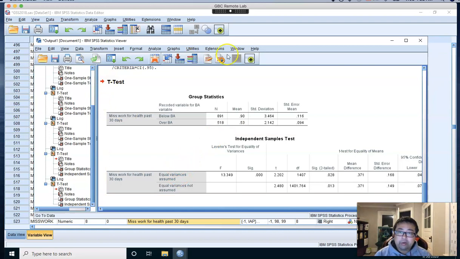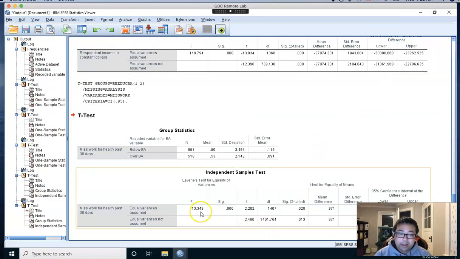We are also assuming equal variances, and maybe enlarge here. Then equal variances, t, and the significance level. We can see there is a statistically significant difference between the below BA and over BA groups in terms of missing work because of their health condition. So in this way, we can compare those two groups in terms of their mean differences. You can use a dichotomous variable as your independent variable, and a metric variable as your dependent variable, to compare whether there is a mean difference between those two groups.